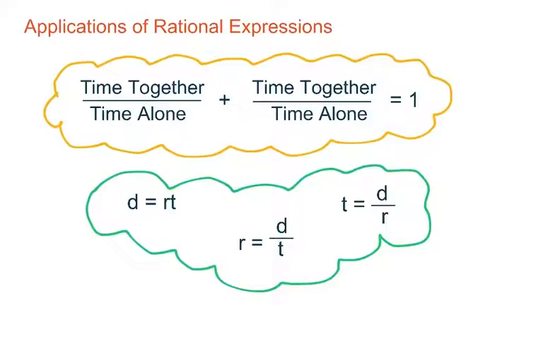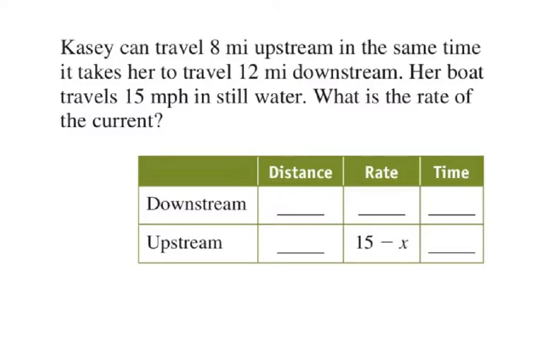So let's try out one of the distance, rate, and time ones here for the moment. This comes from the homework exercises. So here we have that Casey can travel 8 miles upstream in the same time it takes her to travel 12 miles downstream. So right away I'll look out for my numbers. The other key thing we have so far is it takes the same time to go up as it does to go down. We also know her boat travels 15 miles per hour in still water. What is the rate of the current?